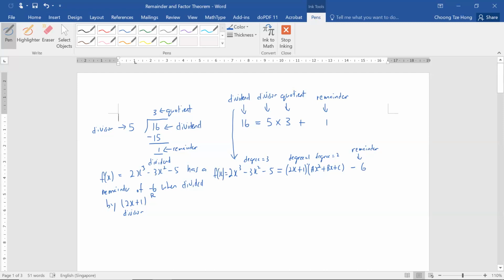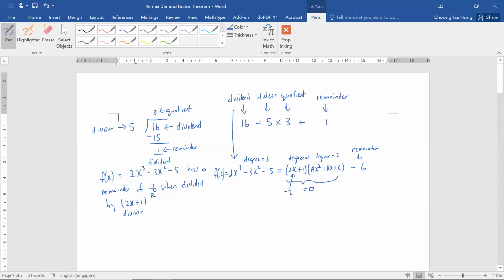Now if the question never tells you what the remainder is, but they want you to find the remainder, we can find it actually very easily. Looking at the right-hand side of this equation, to find this negative 6, we can make this whole thing equal to 0. And we can do that by doing something very simple. All we need to do is sub in x equals negative half.